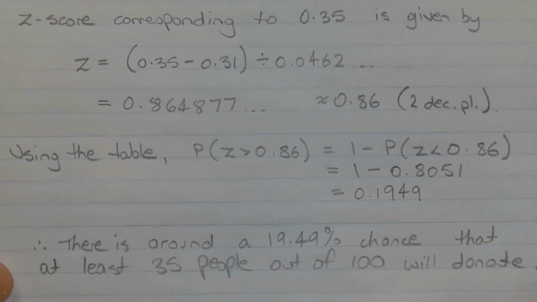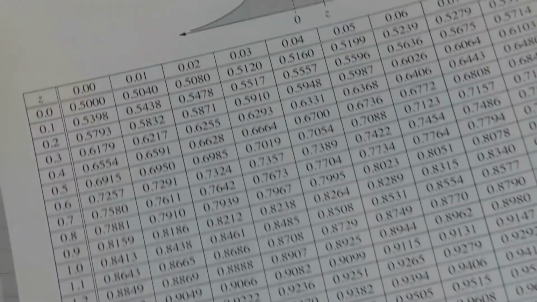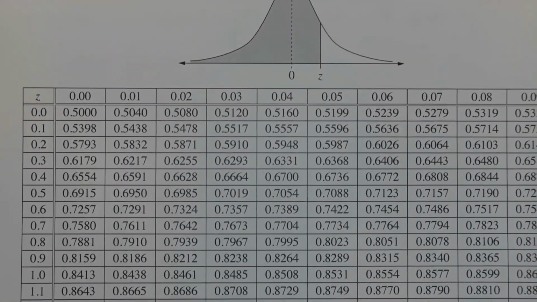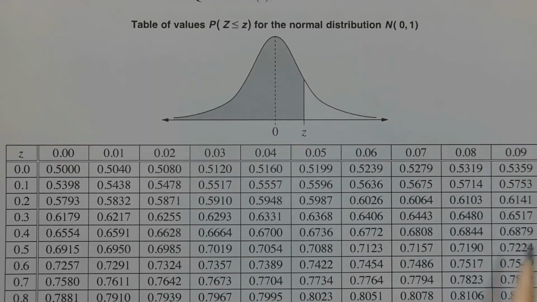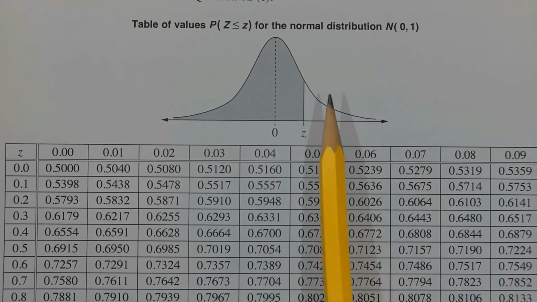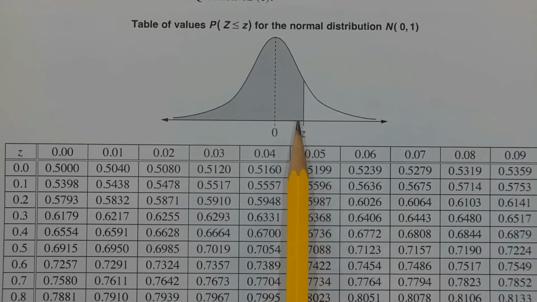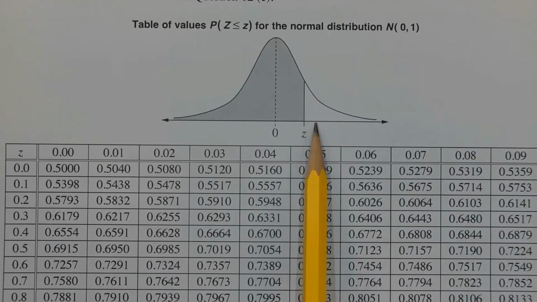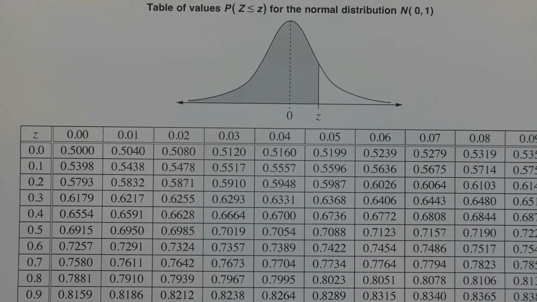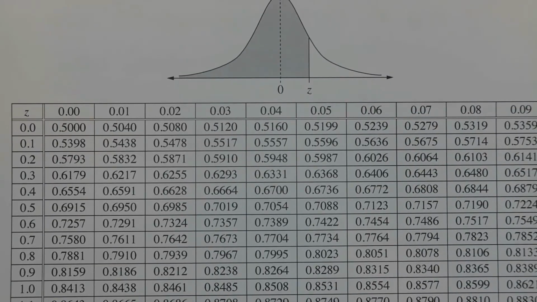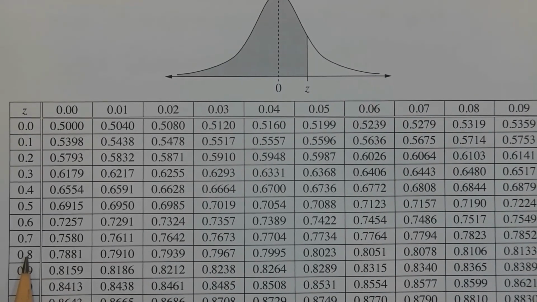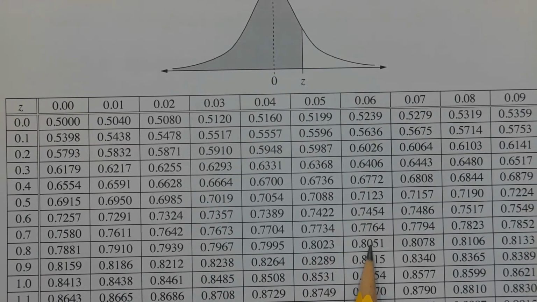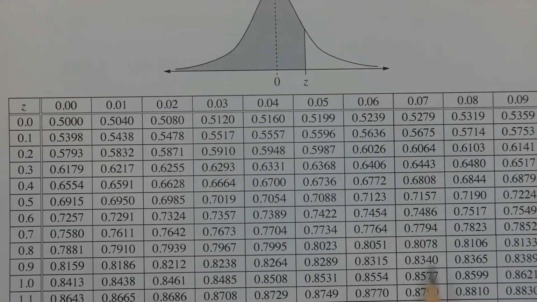So next, we need to use the table on page 13. So this is the table here. And we need to locate Z equals 0.86. But just before we do that, just look at the diagram here carefully. The values of Z correspond to the area under the curve to the left of z, but we want the area to the right of z. So we need to keep that in mind later on. But let's locate z equals 0.86. So there's z equals 0.8. And if we go to the 0.06 column, we get this value here, 0.8051.